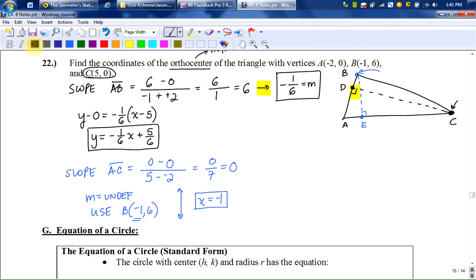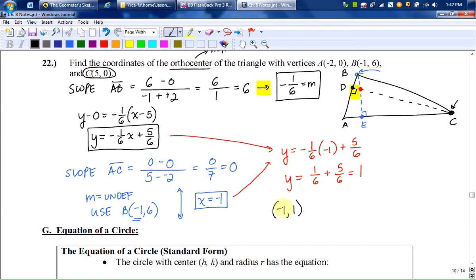And then together I'm going to solve this system of equations to find where these two altitudes meet, which is called the orthocenter, which might be inside the triangle or outside the triangle or on the triangle. So I'm going to plug in negative 1 for x, since I already know that's part of my answer. And I get 1/6 plus 5/6 equals 6/6 or 1. So my final answer is -1, 1, which is the location of the orthocenter.